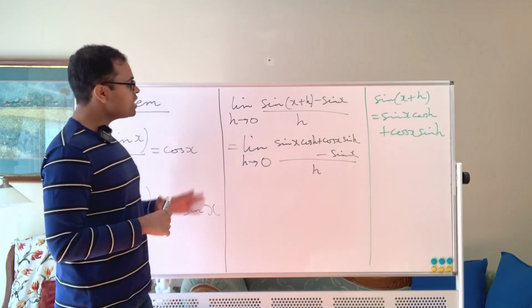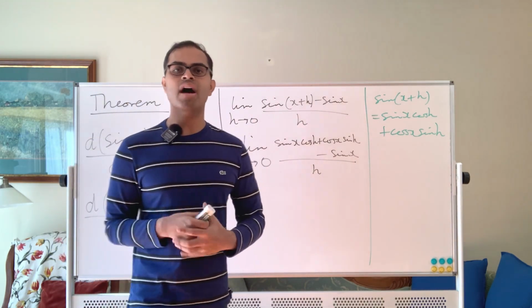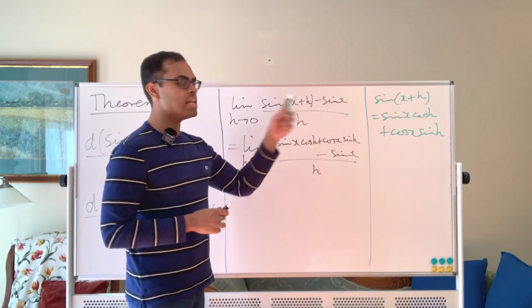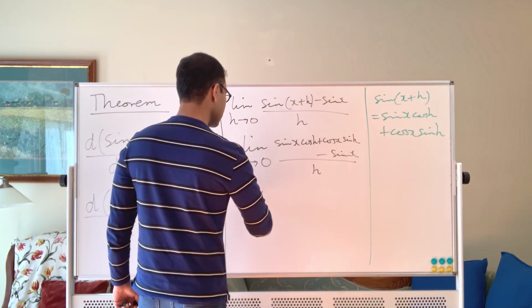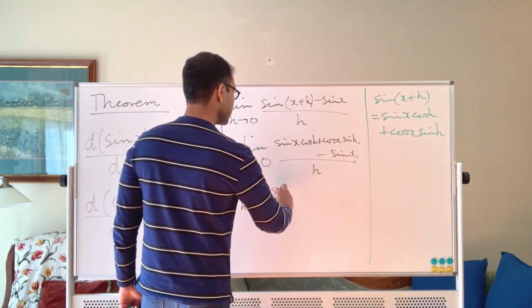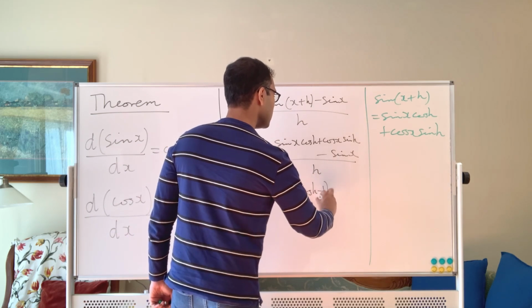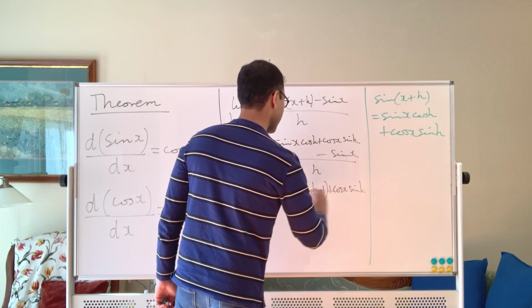So what we can do here is try to factor stuff. That's always the standard approach with math, with algebra, with calculus: factor things from the top. So you can factor out a sine x. You've got two sine x terms. So you can say this is limit h goes to 0 of sine x times cosine h minus 1 plus cosine x times sine h, divided by h.